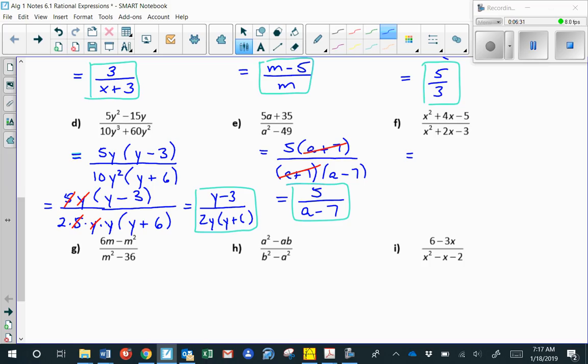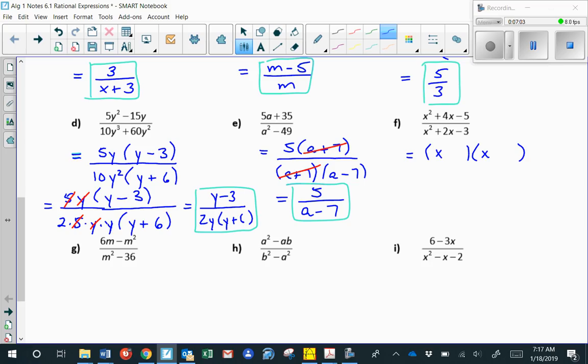If you're factoring x squared plus 4x minus 5, it's going to factor into two binomials. Since the leading term is x squared, the first term in each binomial has to be x. That's the only way that we can get a product of x squared. Now, the ending terms have to have a product of -5 to get our last term.